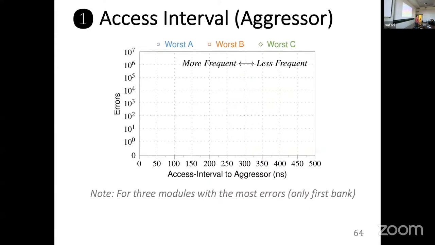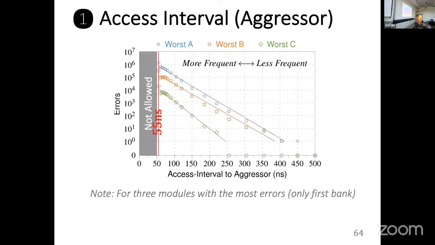Okay, let's take a look at the access interval. One solution to the RowHammer problem is to access memory less frequently. And then the question becomes, how much less frequently? This is the curve that you can get if you do these studies in the infrastructure. These are the worst chips, worst A, worst B, worst C. These are from three major manufacturers. Less than 55 nanoseconds is not allowed across two activations to the same array. And if you increase that, you clearly see a trend of reduced errors, right? Errors reduce as you reduce the access frequency, the activation frequency. And this is expected clearly, because you're doing fewer activations.